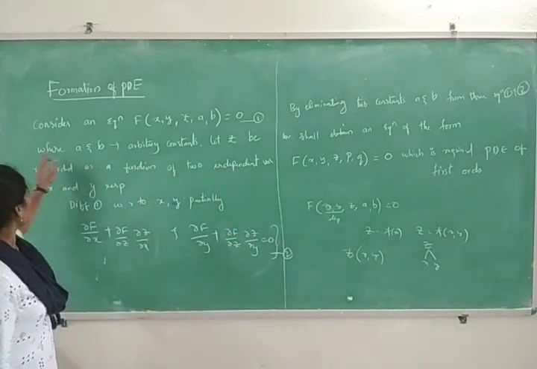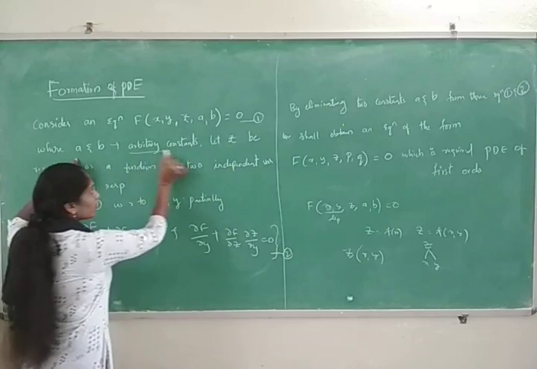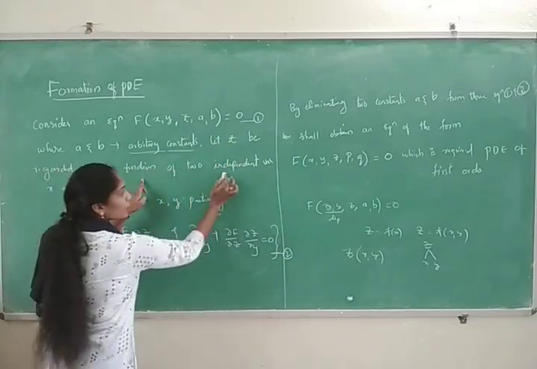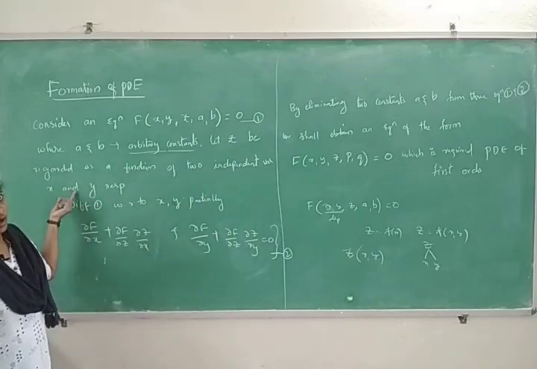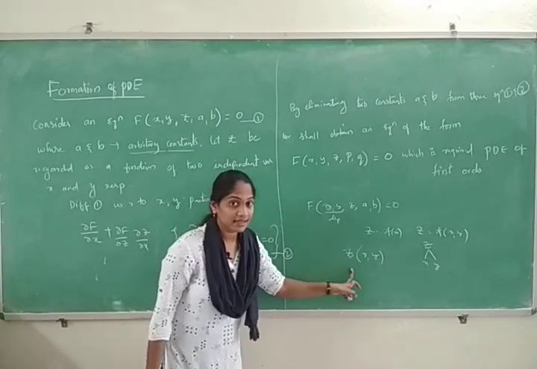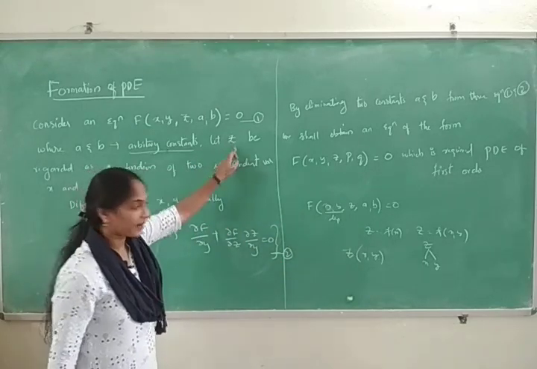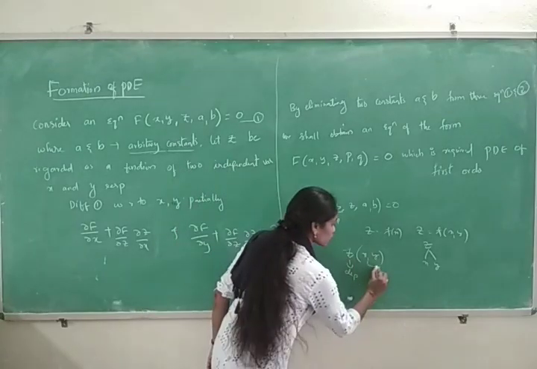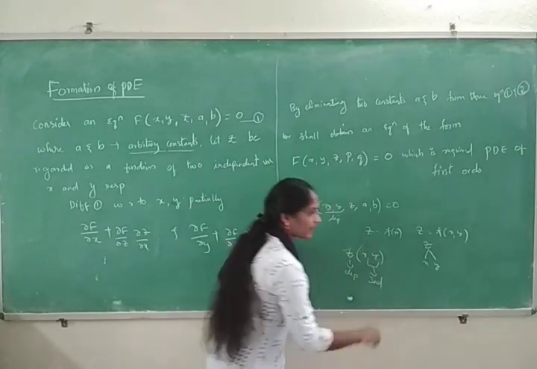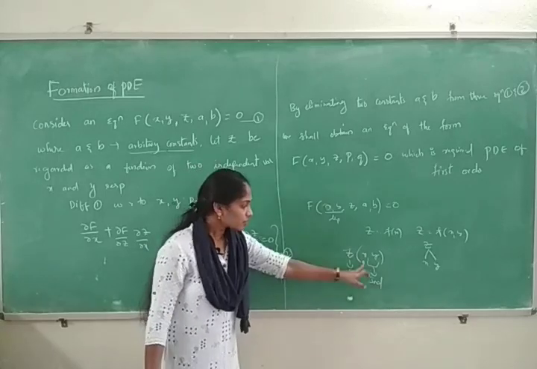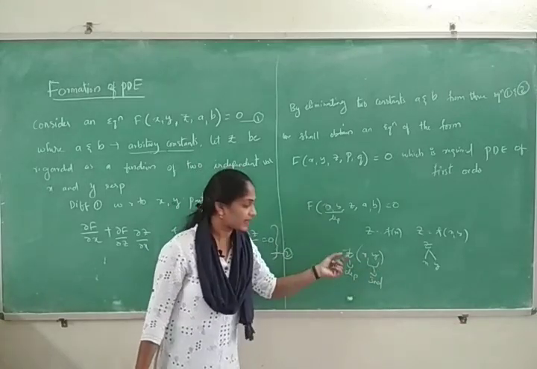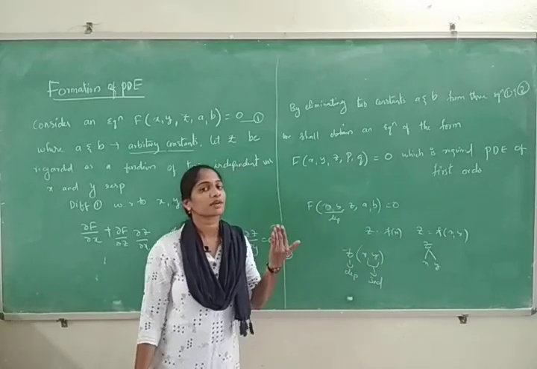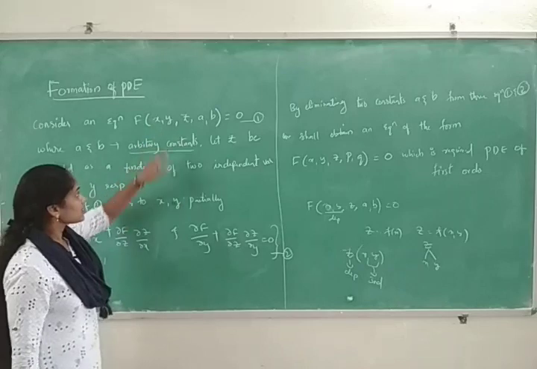So see here, a comma b are two arbitrary constants, and z is a function of two independent variables x comma y, which means z is the dependent variable, and x comma y are independent variables. So you have two independent variables, and we have to differentiate with respect to x and with respect to y. So this is the given function.